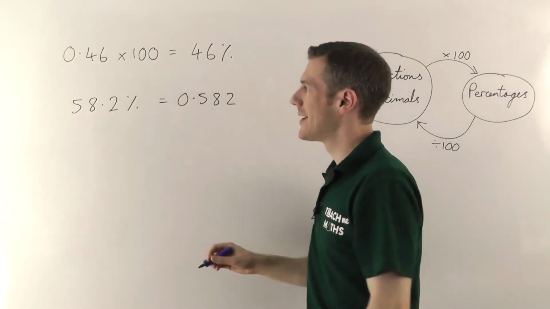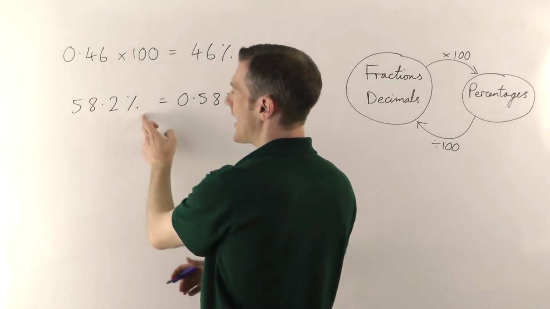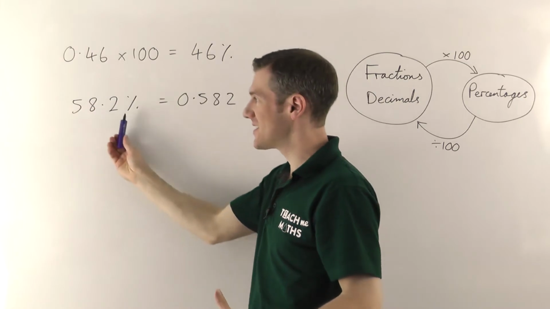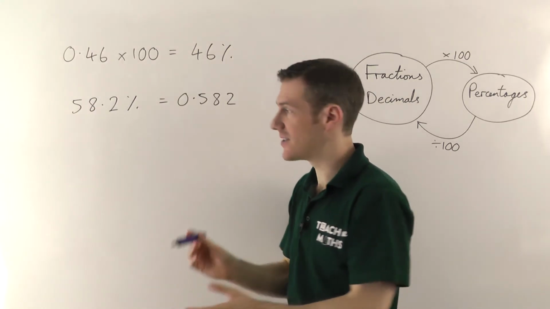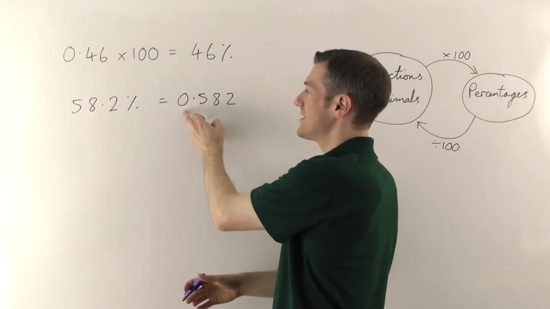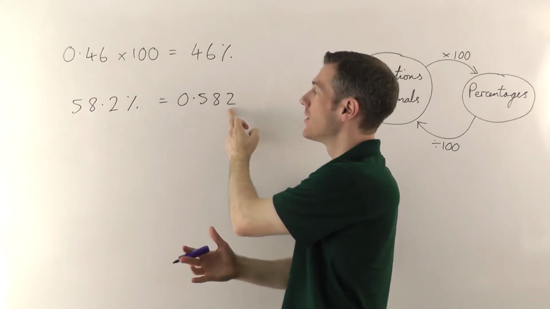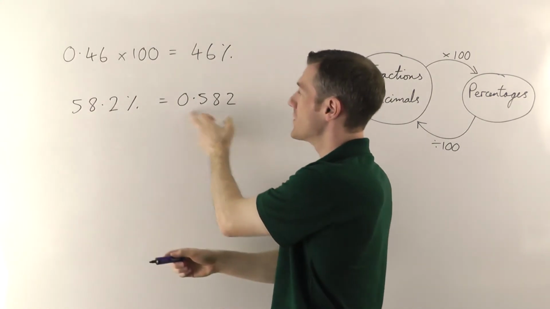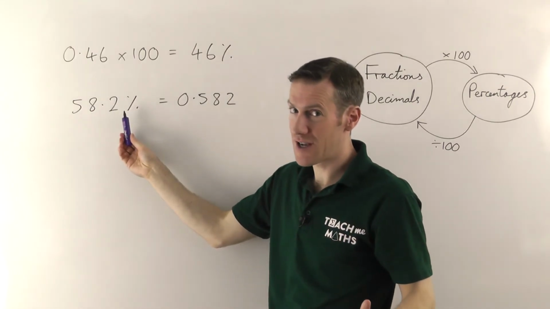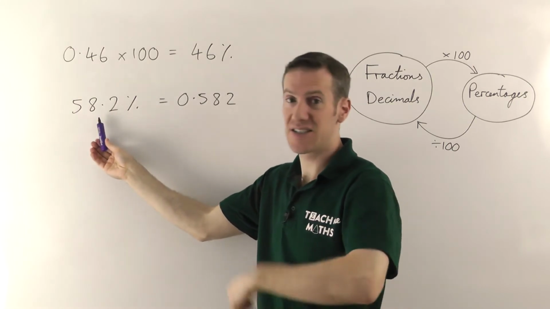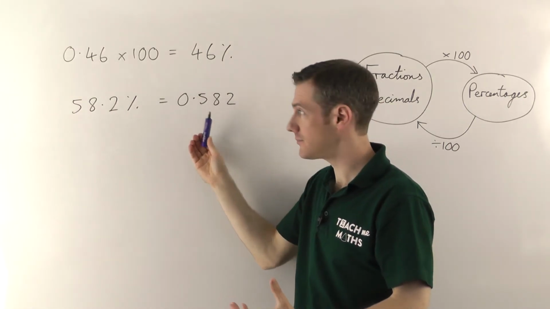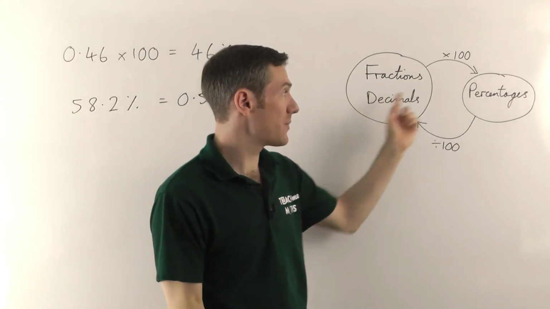0.582. Just be aware that percentages can sometimes have decimal parts to them, but that's still a percentage of the whole 100%. Yeah, you've got 58.2% of the whole lot. Whereas this is the decimal version now, the equivalent of this percentage, which is now measured out of 1. So you can have decimal percentages, don't get confused with that. This is the percentage out of 100%, this is the decimal out of 1. So that's converting between decimals and percentages.